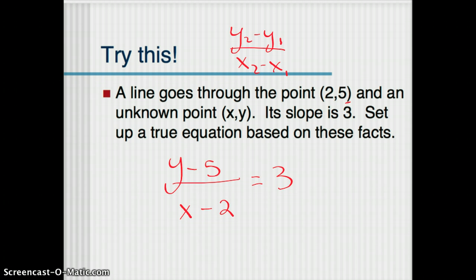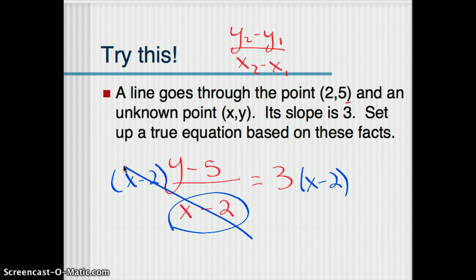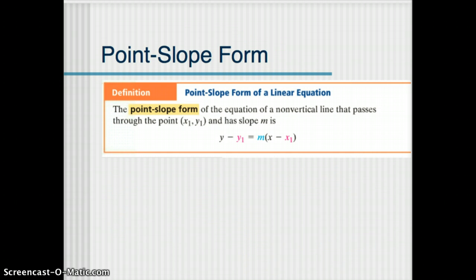What I want you to notice on this problem is that we can rewrite this by multiplying both sides by the denominator here. If I don't want to have any fractions in my final answer, that would be something I'd be allowed to do. So I could multiply both sides by x minus 2 if I wanted to. The good thing about that, these would cancel out. I'd have no more fractions in my answer. Another way I could write that is y minus 5 equals 3 times the quantity x minus 2. Okay. This form that I've written right here, this is called point-slope form.